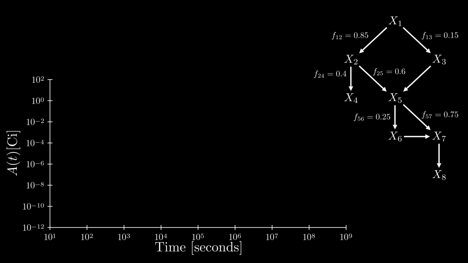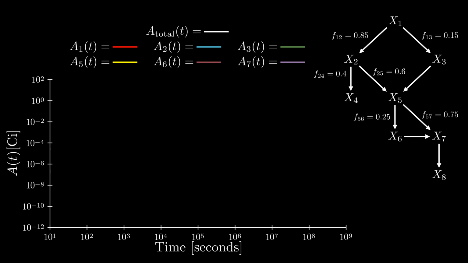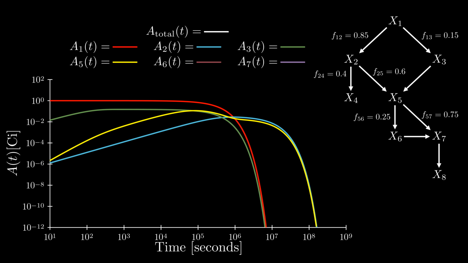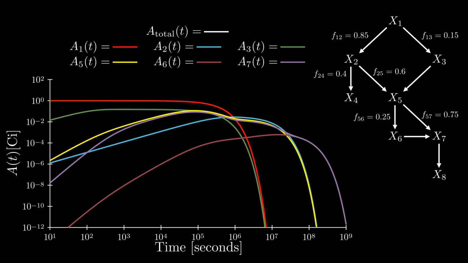If we instead plot the activities, we get a similar looking plot, but all of the curves of course go to 0 with time. Towards the end of the sample's life though, we can see that x6 and x7 are effectively in transient equilibrium with one another and decay at almost the same rate, as the decay constant for x7 is much larger than that of x6.